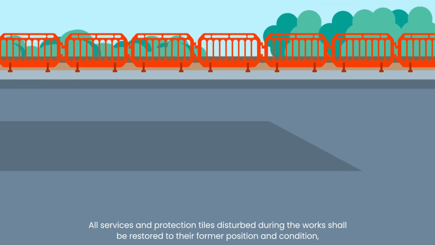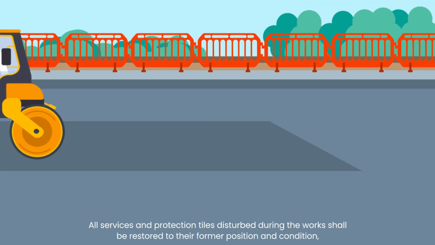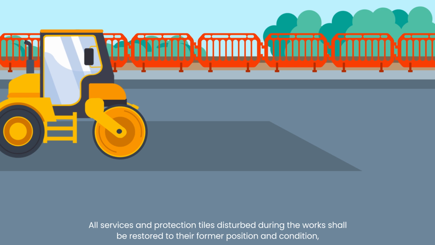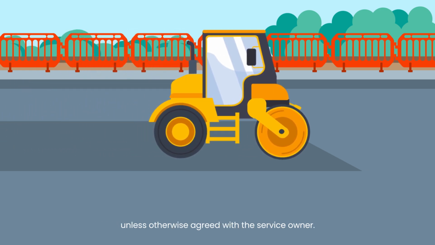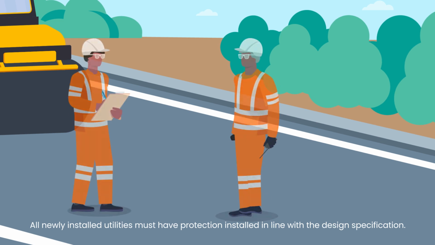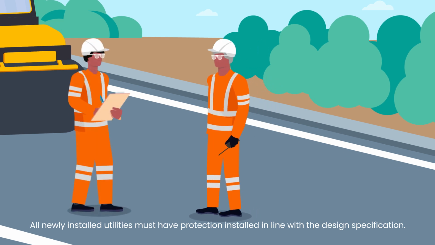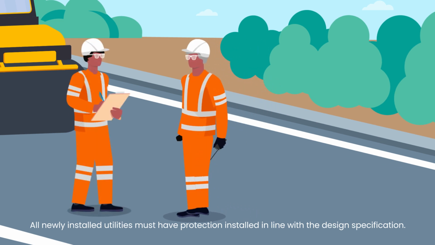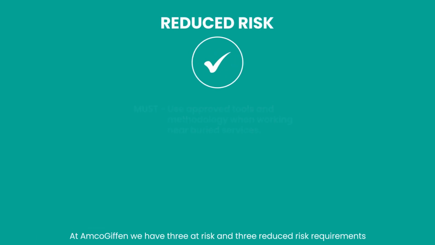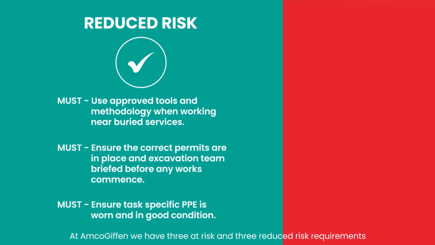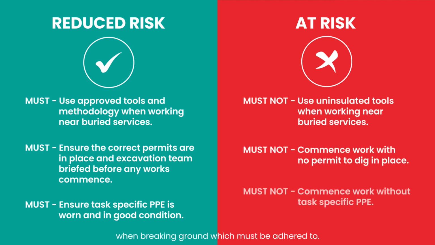All services and protection tiles disturbed during the works shall be restored to their former position and condition, unless otherwise agreed with the service owner. All newly installed utilities must have protection installed in line with the design specification. At the end of the works, the area must be made safe and permit returned to permit issuer. At AmcoGiffen, we have 3 at-risk and 3 reduce-risk requirements when breaking ground, which must be adhered to.